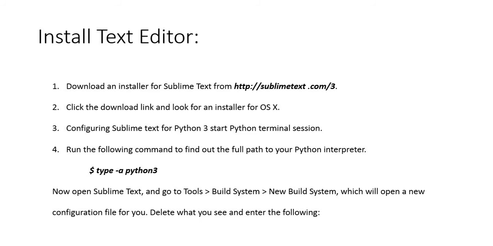When you have downloaded it, then point number 4: run the following command to find out the full path to your Python interpreter. With the $ sign, type -a python3. You will get the full path on which your interpreter is installed. Now open Sublime Text and go to Tools, Build System and New Build System. This works just like Linux, where we have to configure our interpreter so we can execute our program properly.